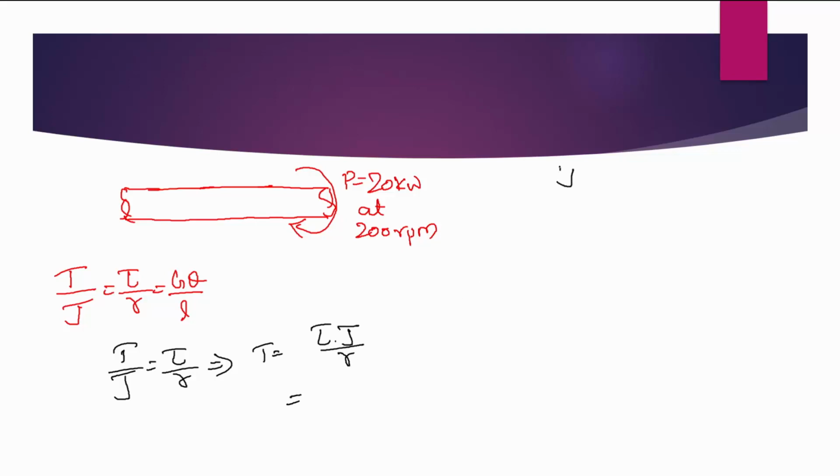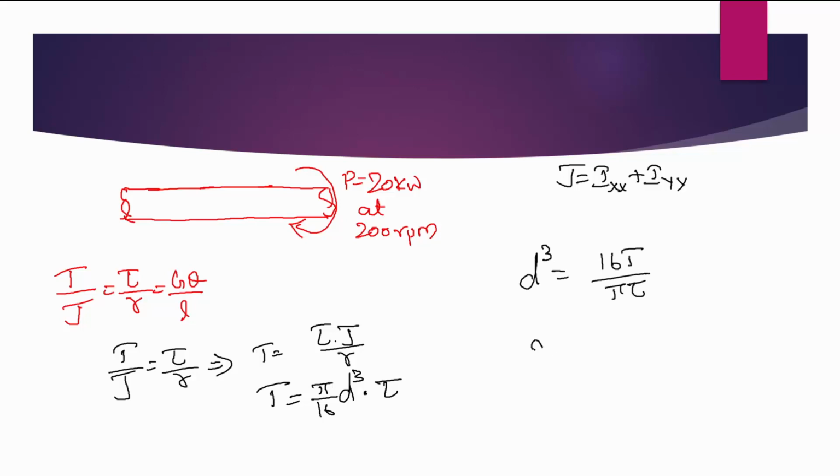J is actually given by Ixx plus Iyy. So J by R can be written as pi by 16 d cube. So T is equal to pi by 16 d cube into tau, which is the torque. So d cube is equal to 16T by pi tau. So d is equal to 16T by pi tau, the whole power 1 by 3. This is the equation for diameter when the shaft is experiencing a torque, and if you know the shear stress of the material, that is the allowable shear stress.